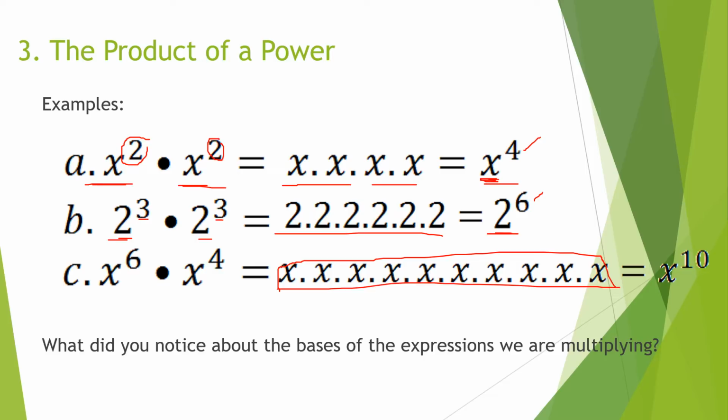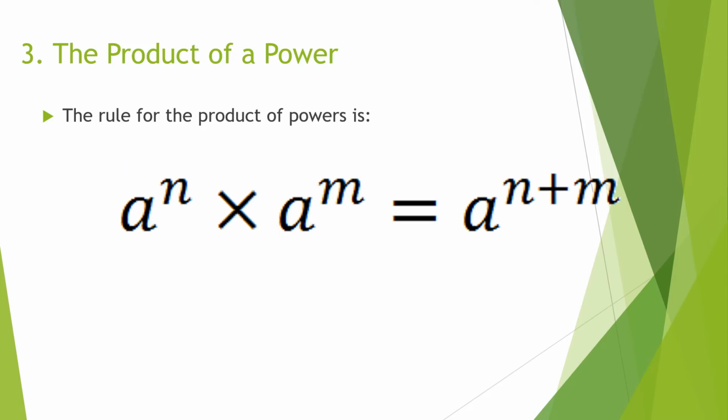And for example C, our base is x, and we add 6 plus 4, which is equal to 10. So that is the product of a power. If we are multiplying terms which have the same bases, we simply copy the base and add their exponents. So here is the general rule: a raised to n times a raised to m is equal to a raised to n plus m.